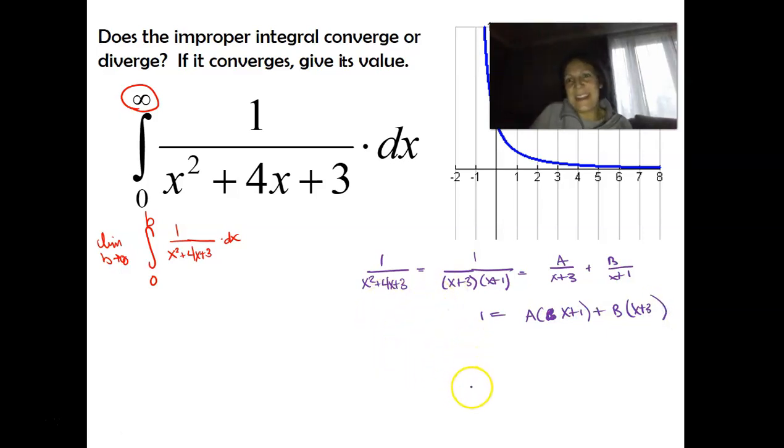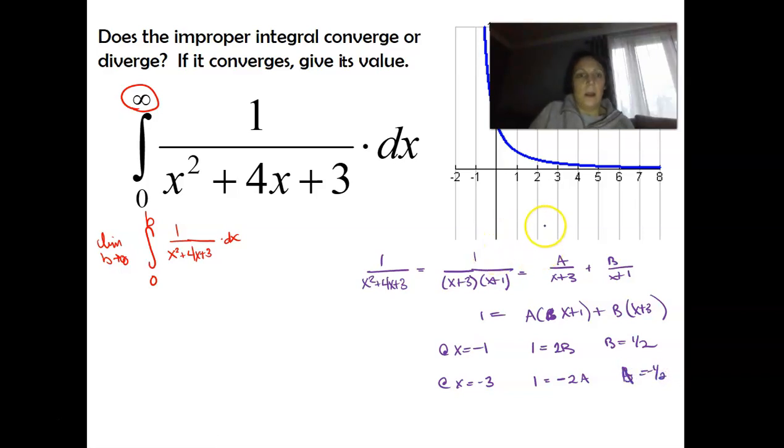So this is where we choose x values. You could do a system of equations, or you could be tricky with how you choose your x values. I'm going to choose my x values to be -1 and -3 because that's going to make it easier on me. So if x is -1, I get 2B, so B is 1/2. And at x equals -3, this piece goes away, and I get -2A, right? So A is -1/2.